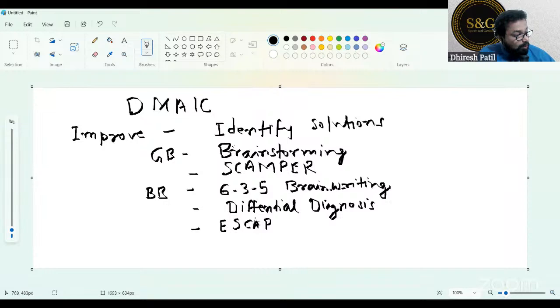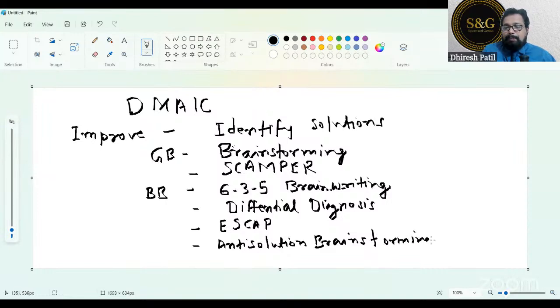So escape is one. Then anti-solution brainstorming. Very, very interesting techniques, guys. In the black belt and even master black belt level also, we have discussed this in greater detail. Then there is something called 6 thinking hats.